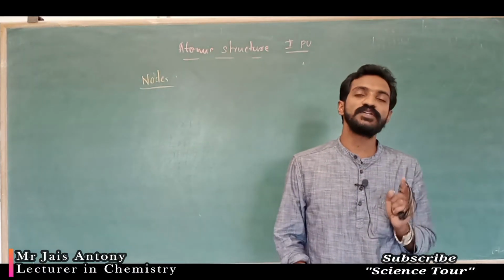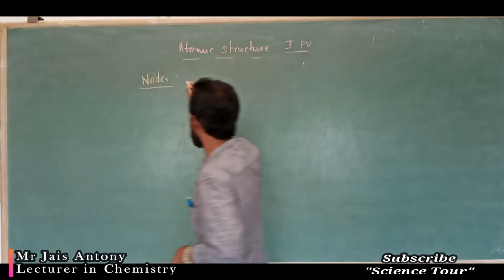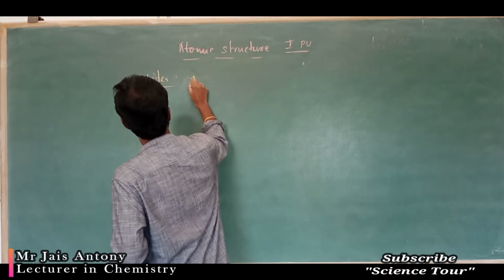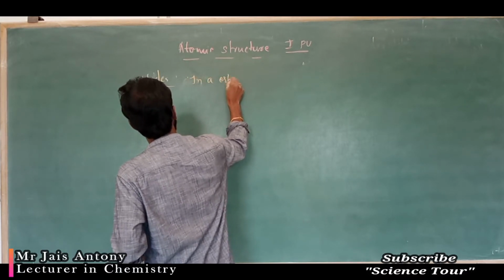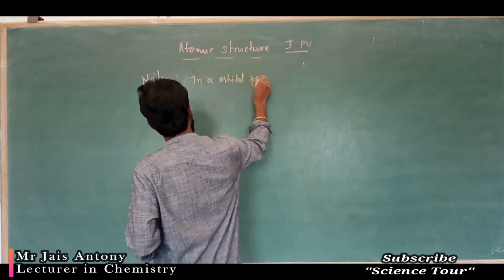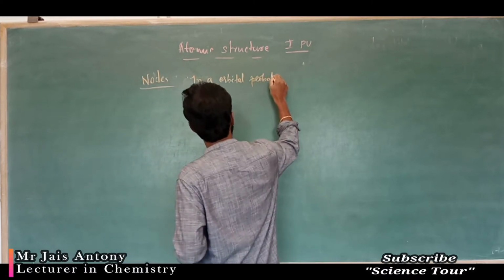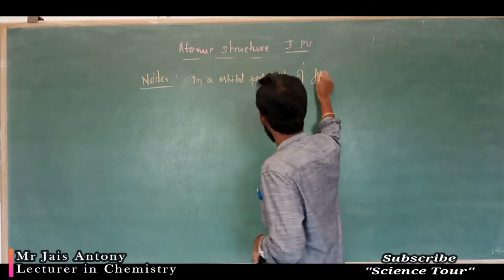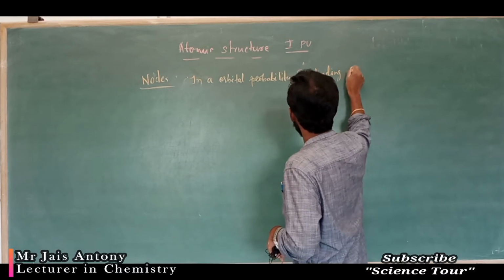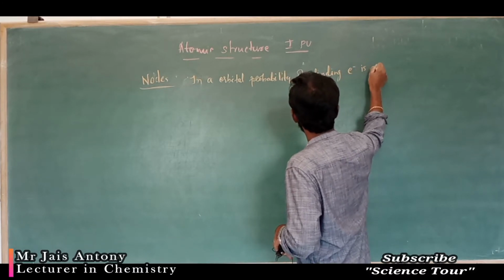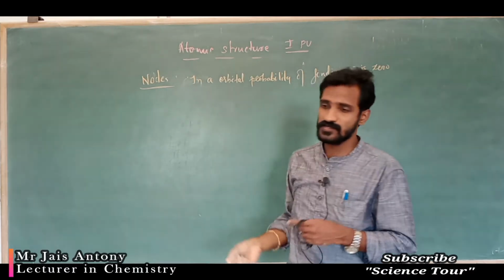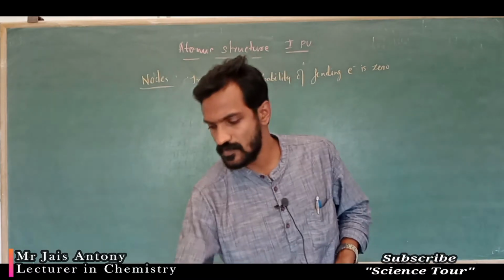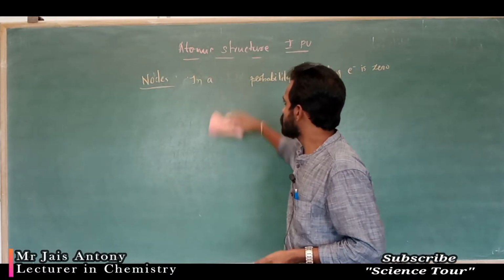Here, the probability of finding an electron is 0. Not in an orbital, but actually in an atom. In an atom, the probability of finding an electron is 0.